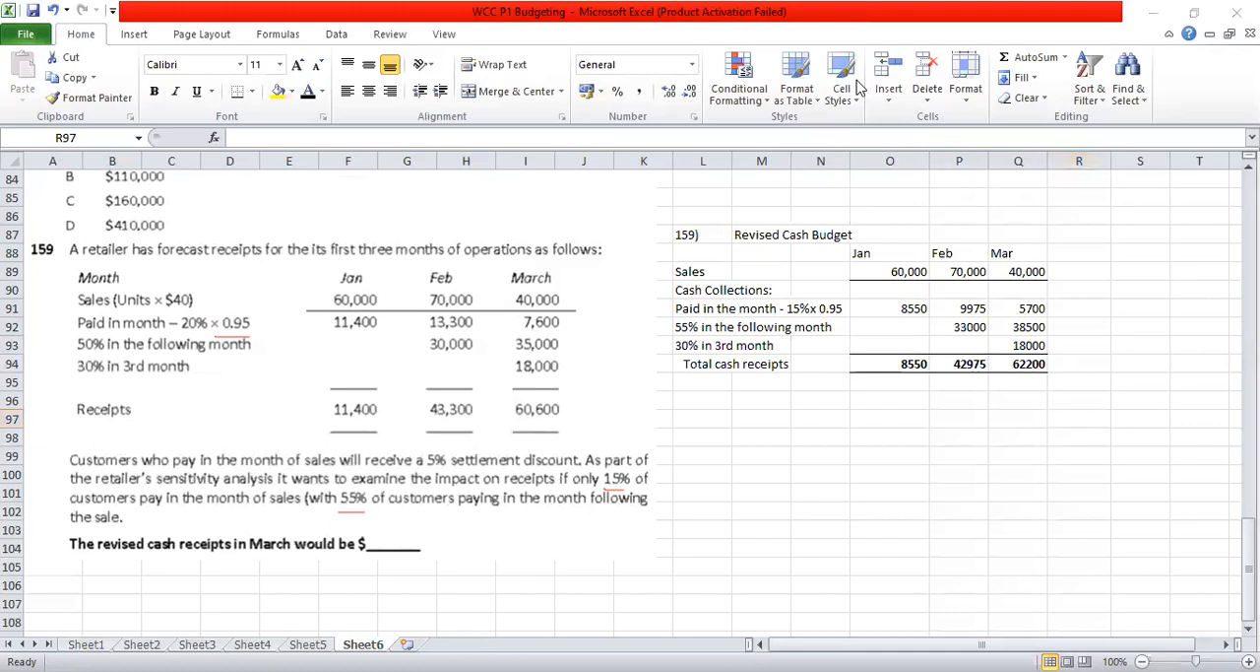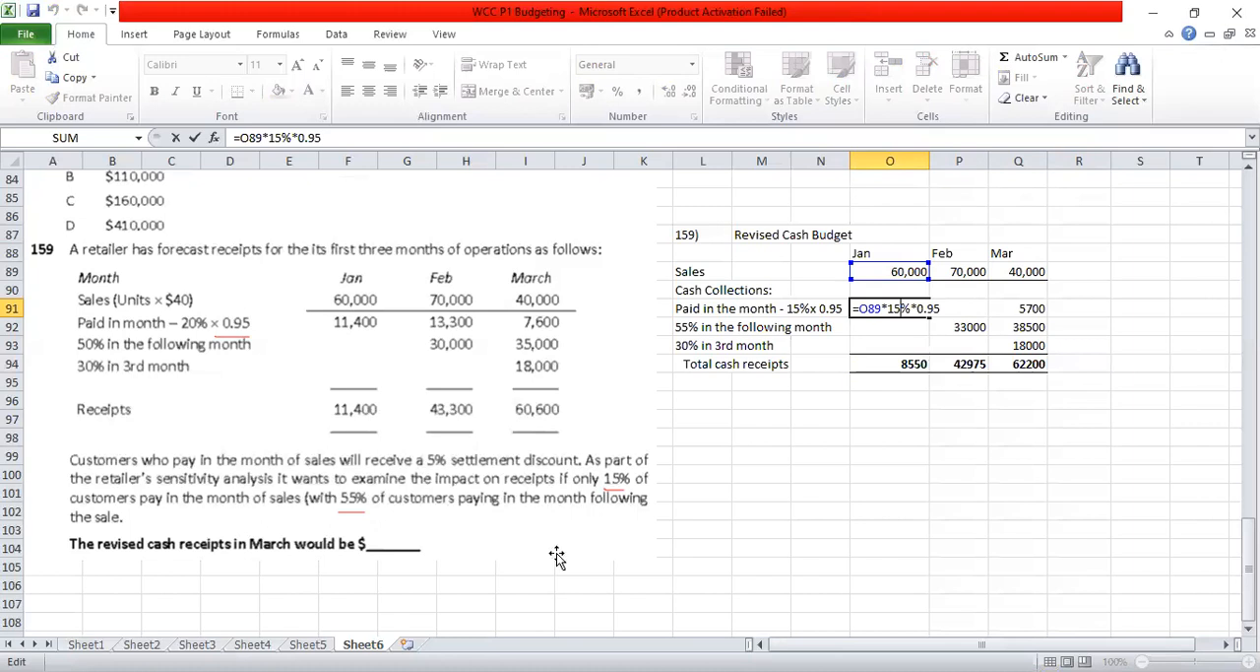Ma'am, actually, I didn't understand the calculation of paid in the month. That 15% into 0.95, I'm not getting 8,550. Okay, so the point is, you can see the calculation in the formula bar. But first let's understand the question.